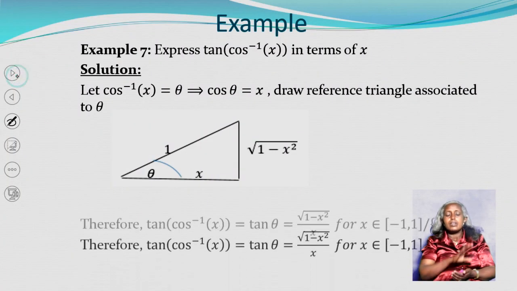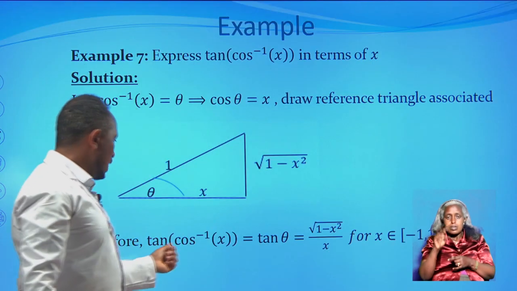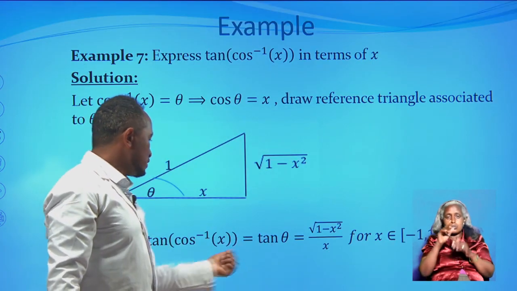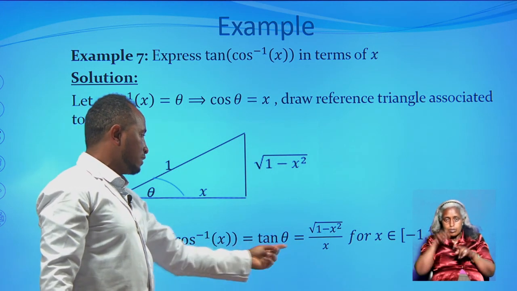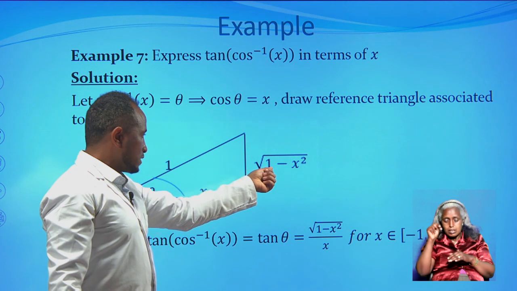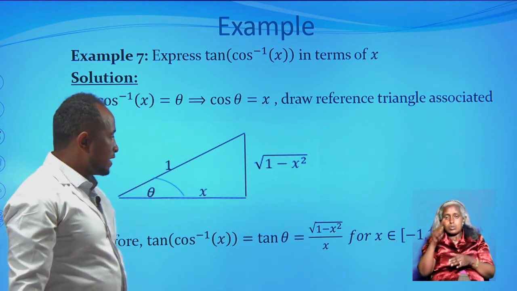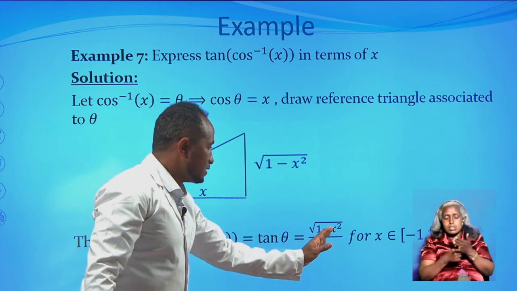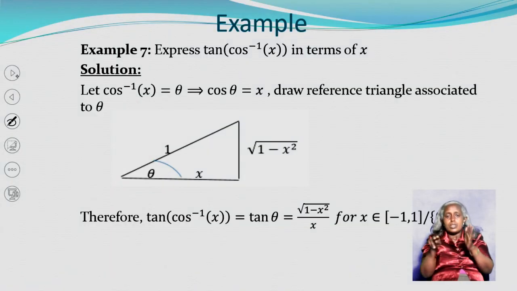And then we are asked to find tan cos inverse of x. So tan cos inverse of x is equal to tan theta, since we assumed cos inverse of x to be theta. So tan theta is equal to its opposite side divided by the adjacent, the square root of 1 minus x squared over x, but this is defined for x between -1 and 1 without including 0.